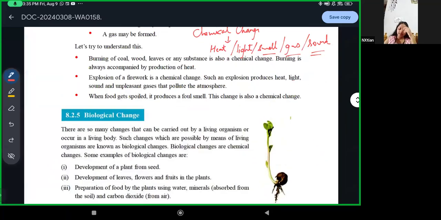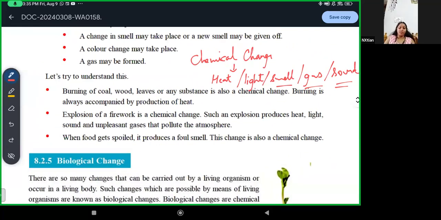Okay. So see, when we burn coal, wood, leaves, or any other substance, it is also a chemical change. Now when burning takes place, it's always accompanied by production of heat. When burning takes place, heat is produced. Then emission of a firework is a chemical change.